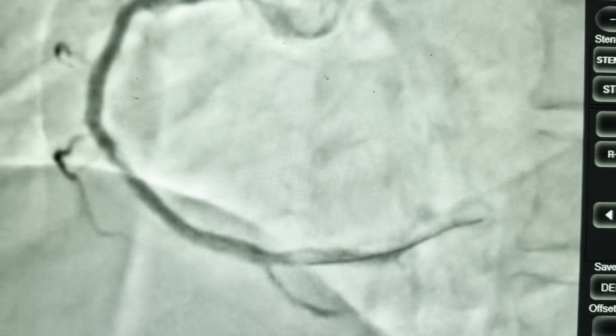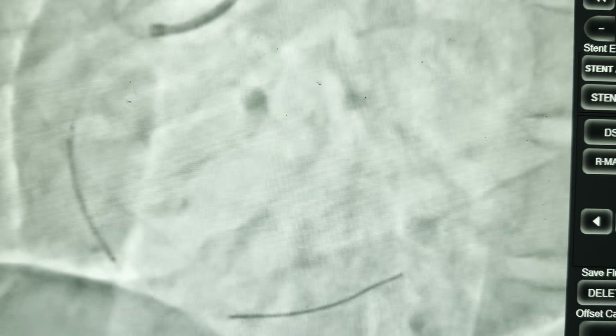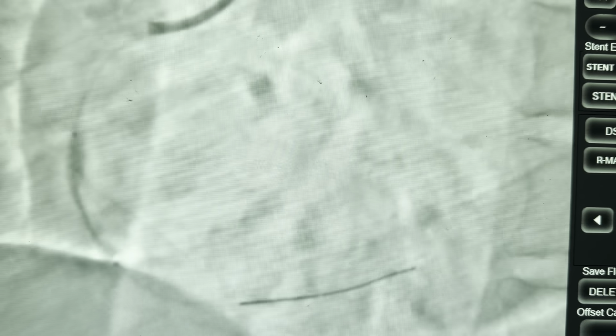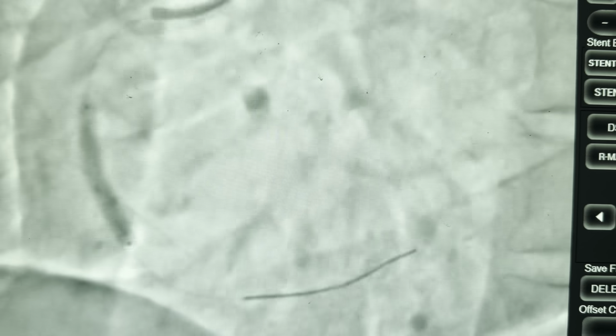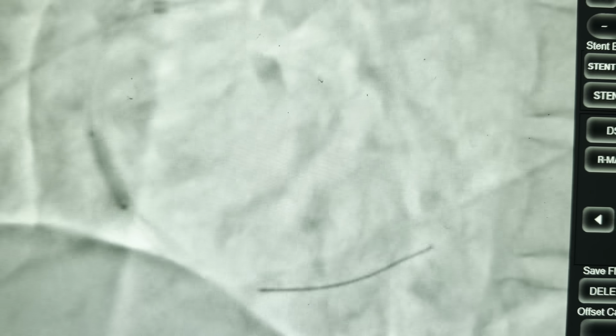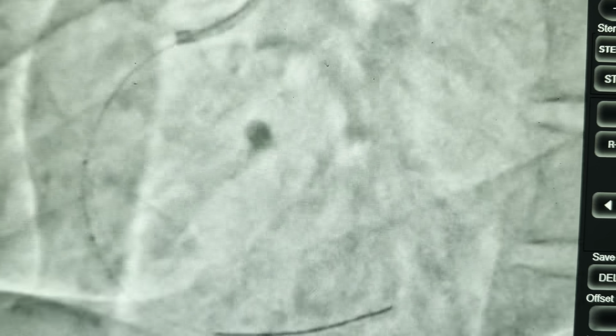So this is a stent. Trying to position the stent. I think this is a fairly right position. So we used a 3.5 mm stent, and we inflated it, and a good inflation was achieved. And yeah, so this is some post dilatation that we're doing of the stent.